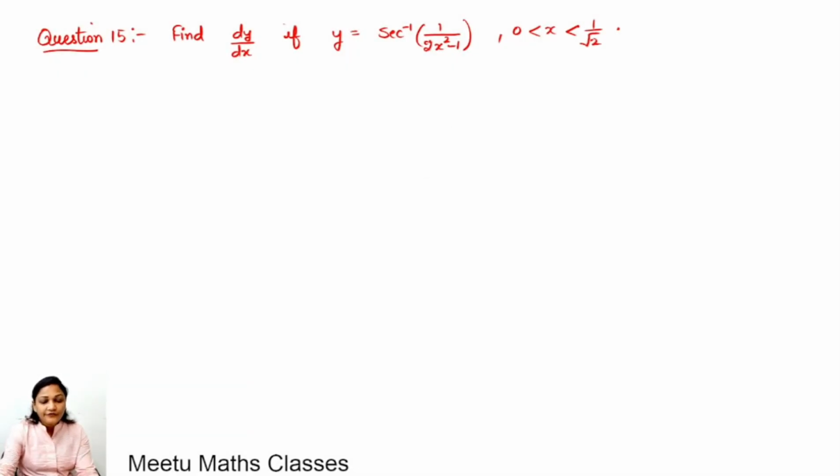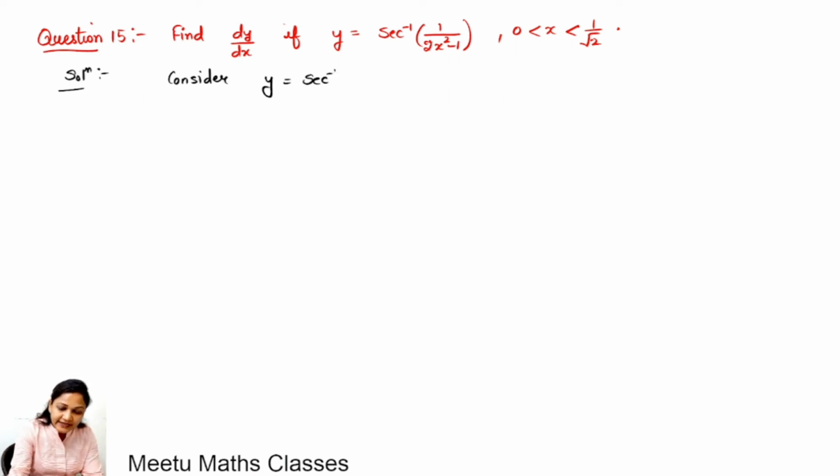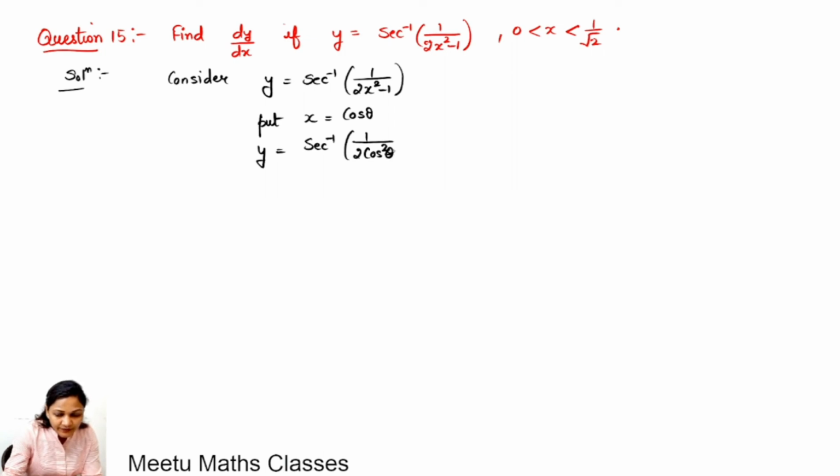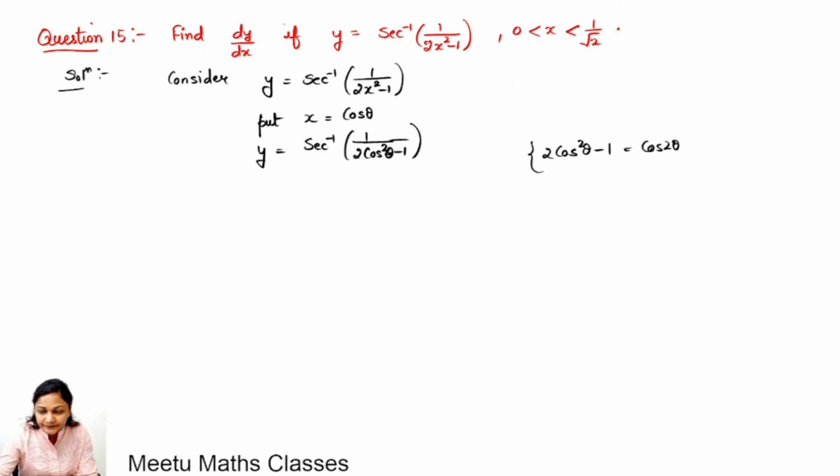Your next question is, find dy by dx if y is equal to sec inverse of 1 upon 2x square minus 1, where x is lying between 0 to 1 by root 2. And for this, consider y equal to sec inverse of 1 upon 2x square minus 1. Now, to simplify the sec inverse function, we are going to make a substitution. Put x equal to cos theta. So y will become sec inverse of 1 upon 2 cos square theta minus 1, and we know that 2 cos square theta minus 1 is equal to cos 2 theta. So we are going to replace this function by cos 2 theta.